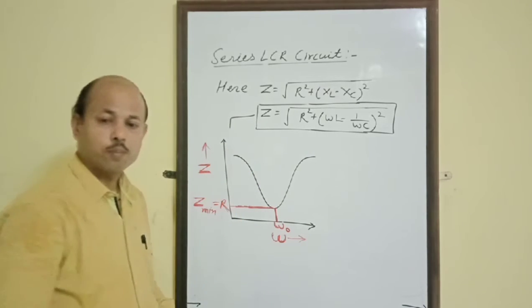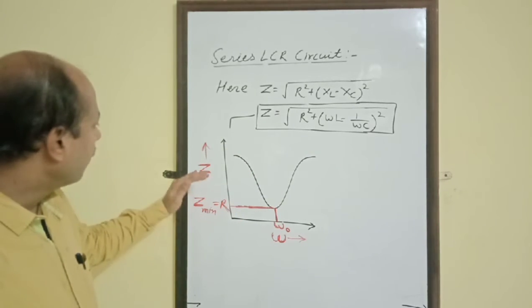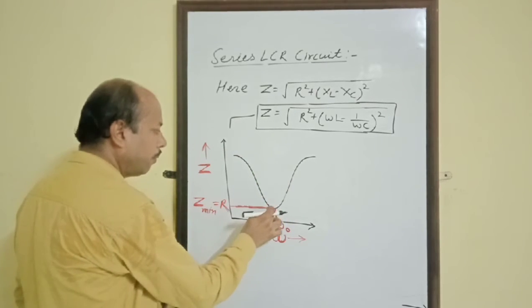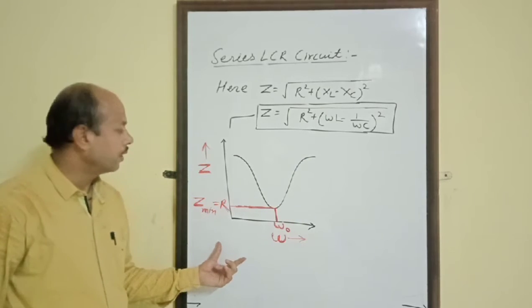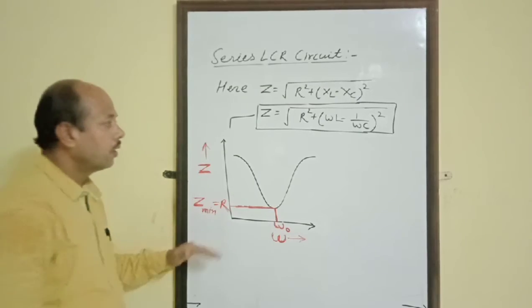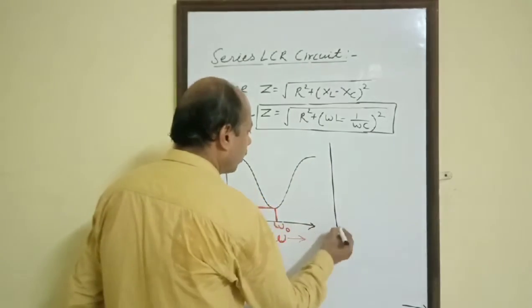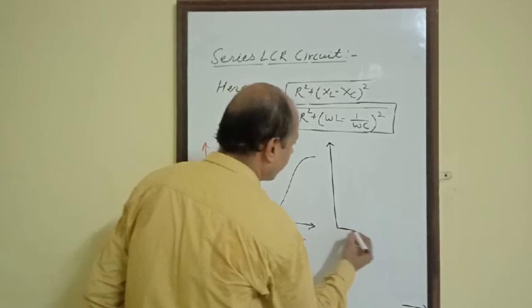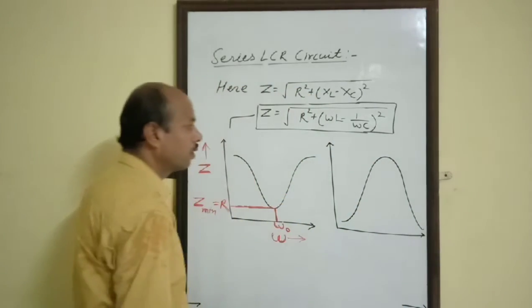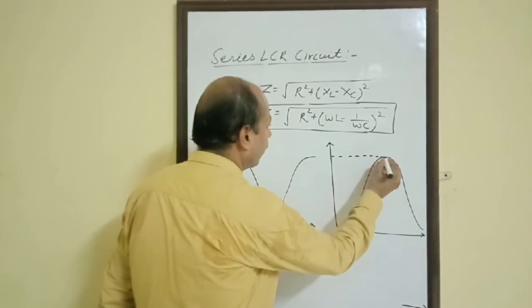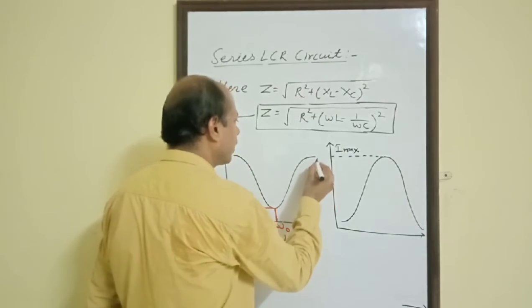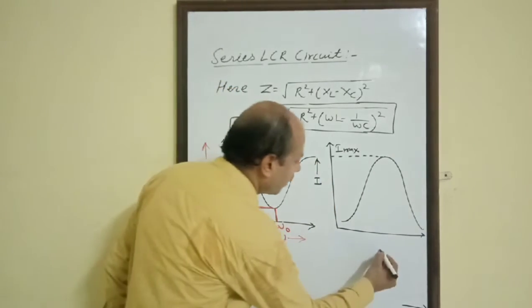From this diagram, it is very clear that impedance decreases initially, it becomes minimum, and finally it again starts increasing. This is the variation of impedance Z with omega, and now we can draw the variation of current. The variation of current will be just opposite. This will be the maximum value of current, I maximum.